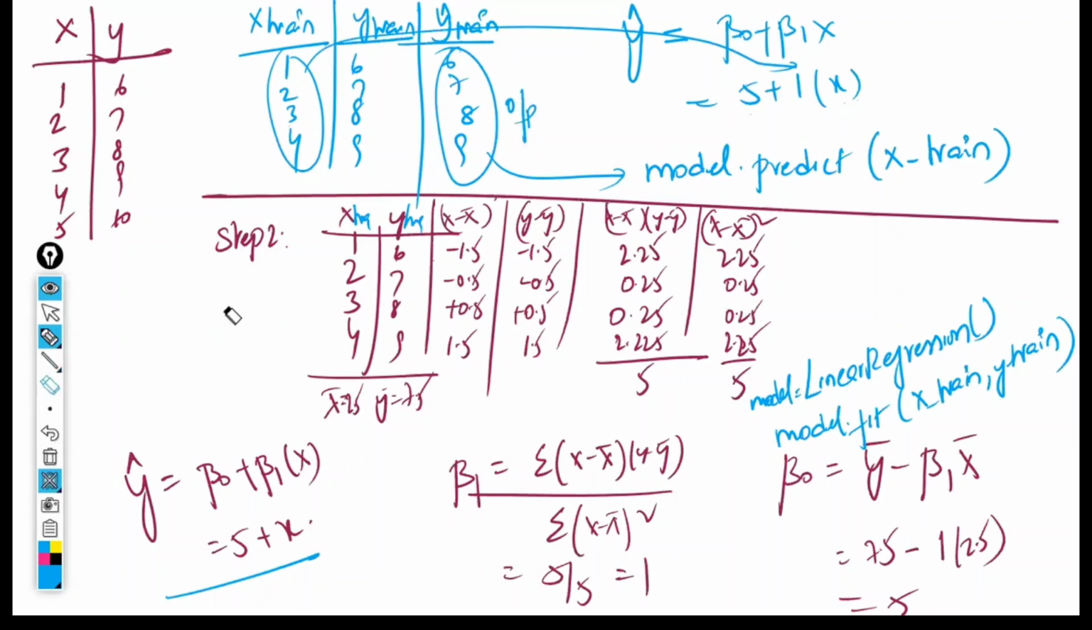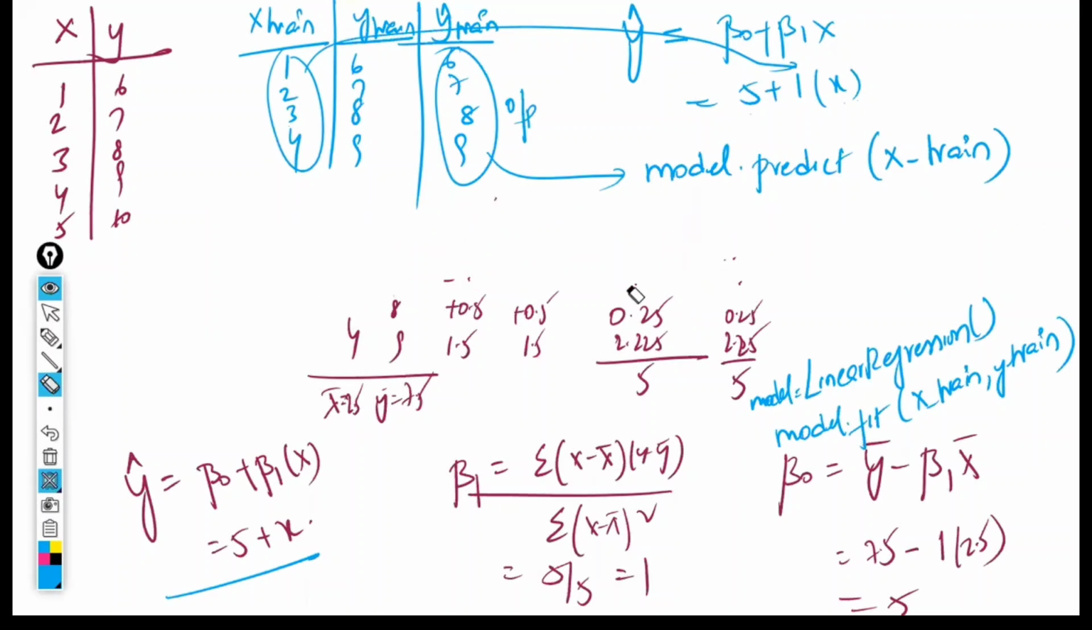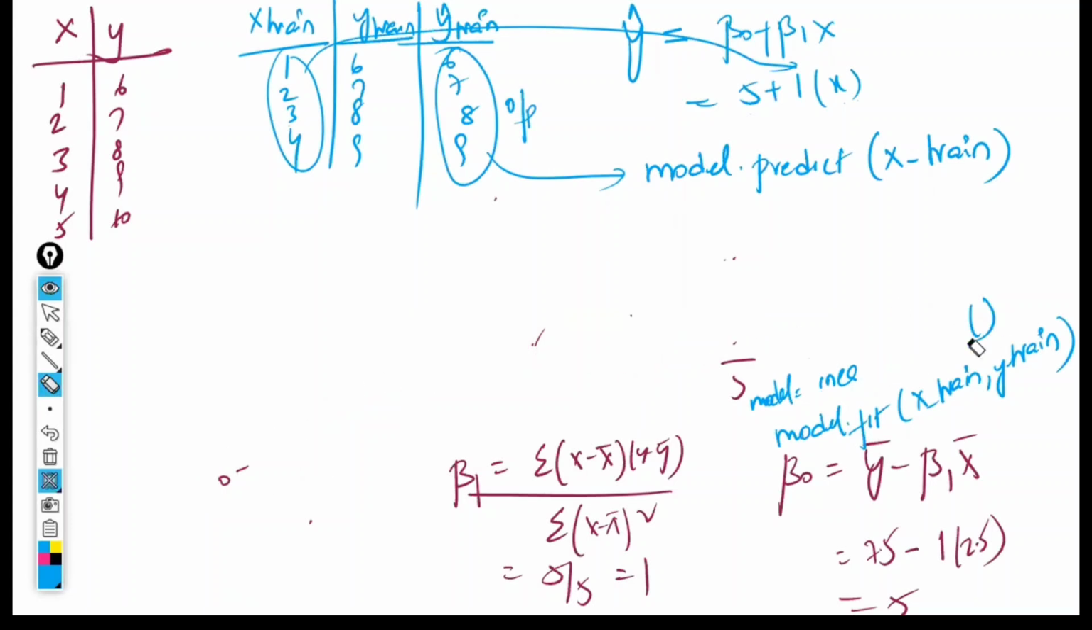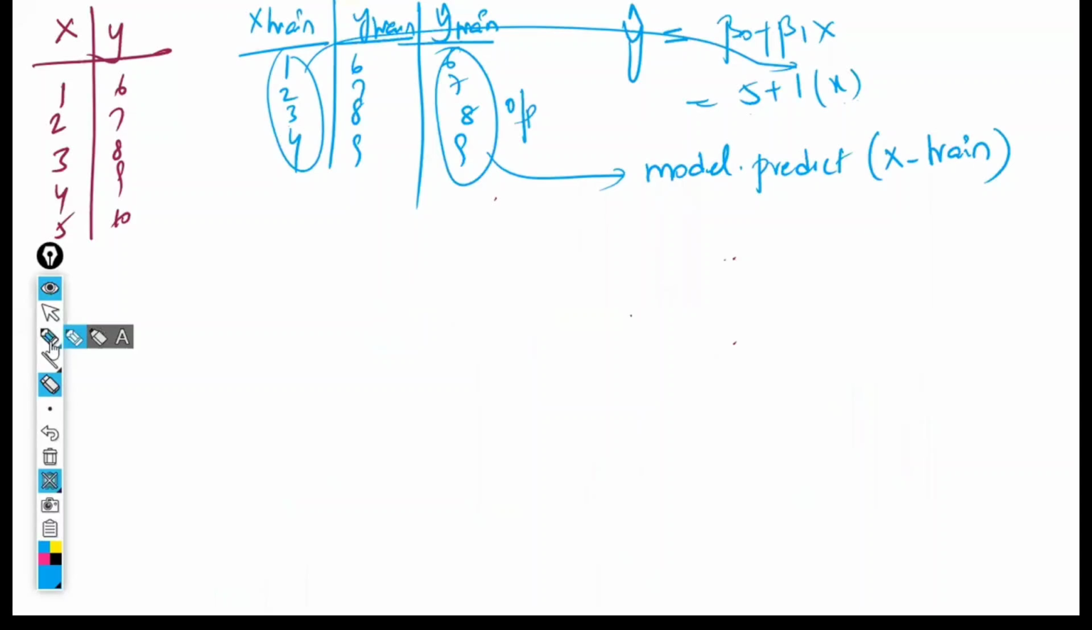Right? Next, what is the next step? Step number 4. Step 4 is with respect to predicting Y again on the test data. So now what is it going to do, miss? Now X test and Y test. X test is 5 and the original Y test is 10.